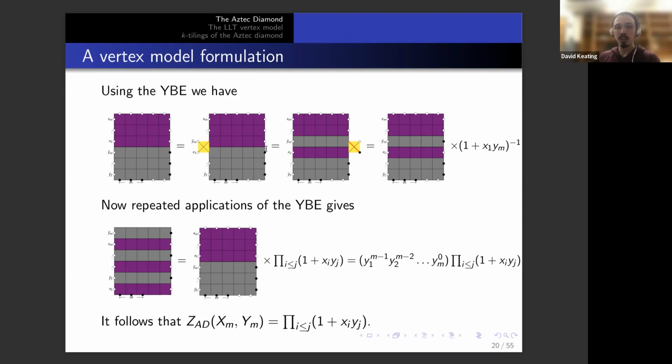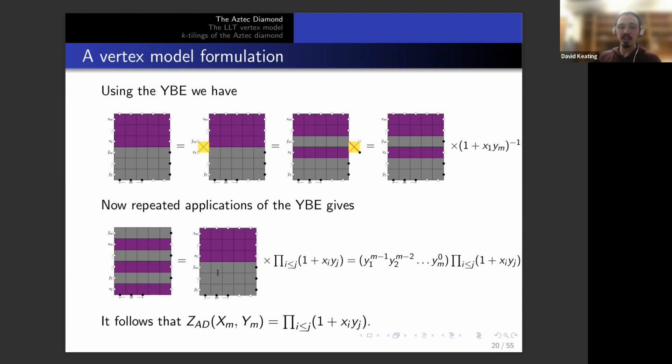But now we can use the Yang-Baxter equation to swap purple and gray rows. And every time we do this at the end, we'll find a yellow face where the path is going down and right. So we'll get rid of that and just leave its weight. And this will be a factor of 1 plus x y inverse. And now if we multiply all these factors back onto the other side, we get that the partition function of the lattice we actually care about is the partition function of all the grays on the bottom and all the purples on top, times the product over i less than or equal to j of 1 plus x_i y_j.